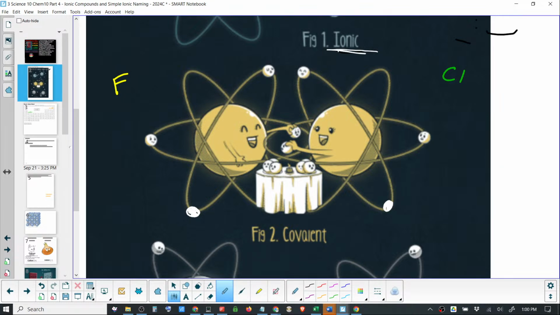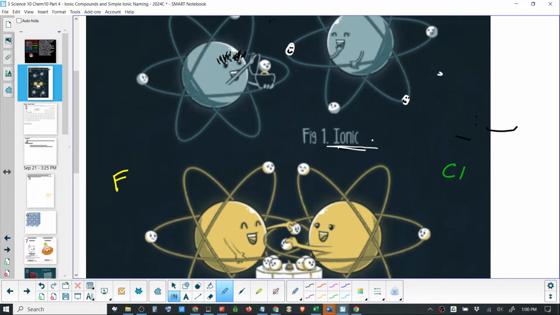So this is covalent. It is sharing electrons. And I don't know how to spell that because I'm too ill. Sharing electrons. And for ionic, we are transferring electrons.